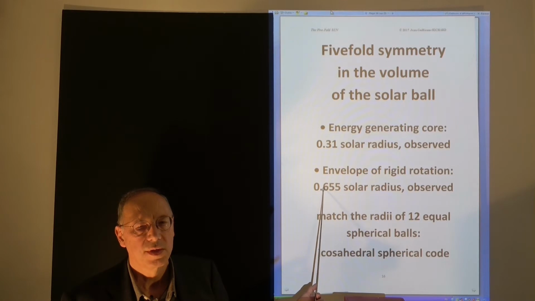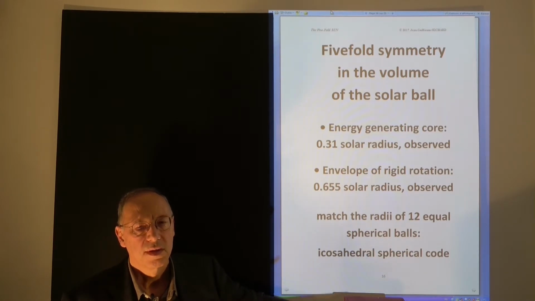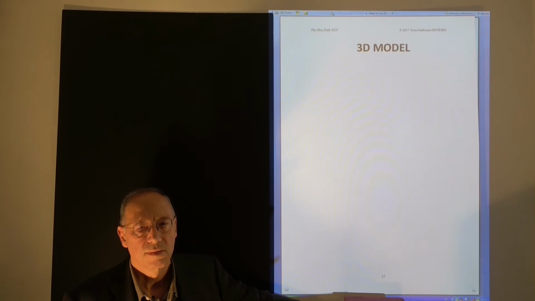0.65, perhaps 0.655 of the solar radius, which would exactly match a radius defined in an icosahedron concentric with the solar ball, in which 12 equal spherical balls would be tangential to the central core. This would represent a realization of the very well-known icosahedral spherical code.